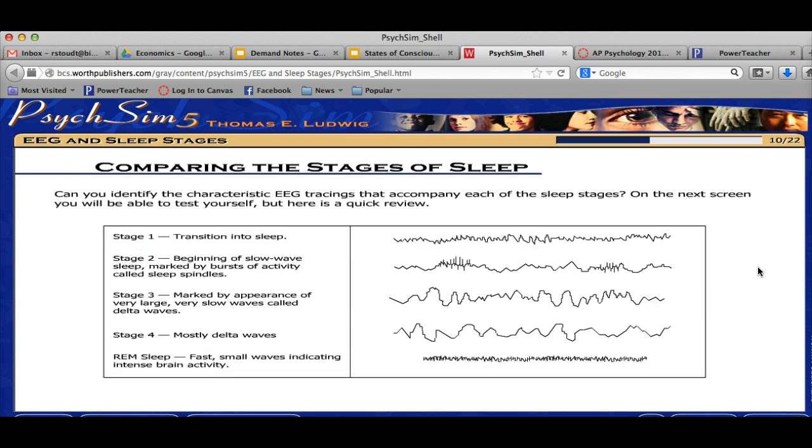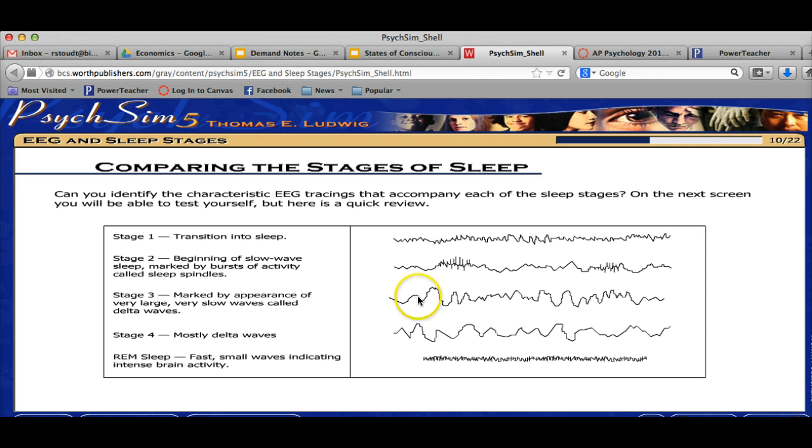Okay, summary. So stage 1, notice we have very high frequency, low amplitude. Okay, stage 2, our frequency is slowing down, but then we have these sleep spindles where they're going to be very high amplitude, very high frequency. And then stage 3, we're low and slow.